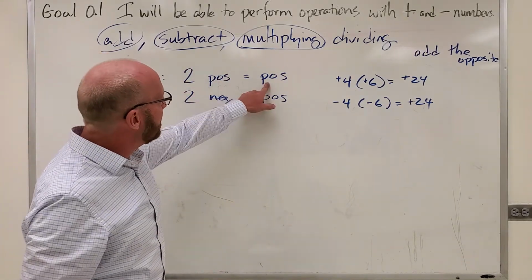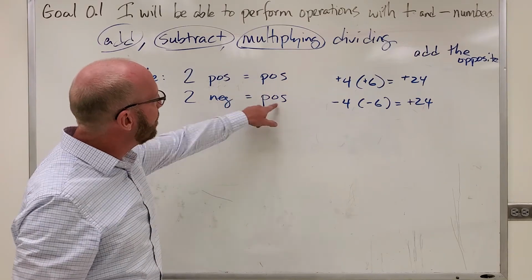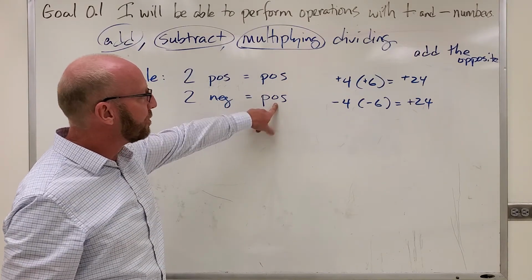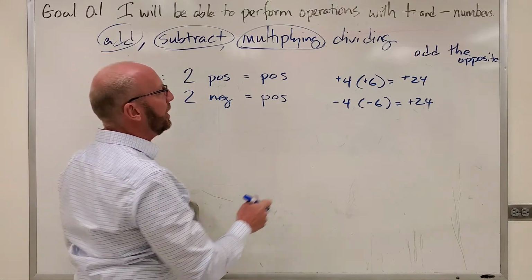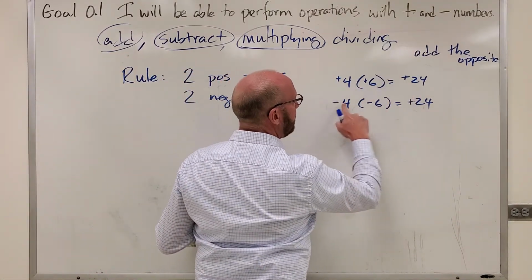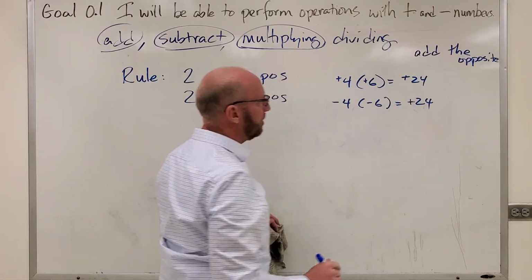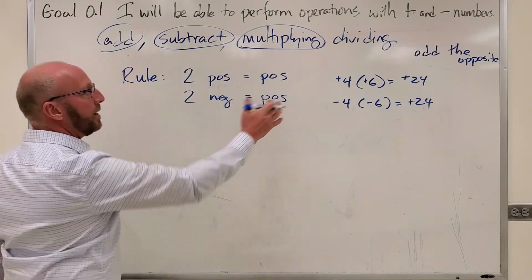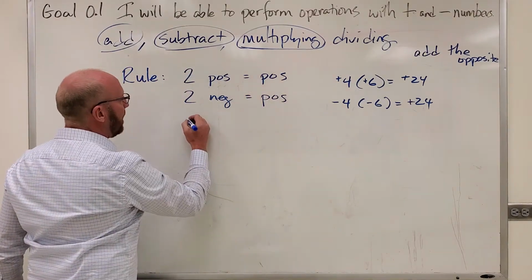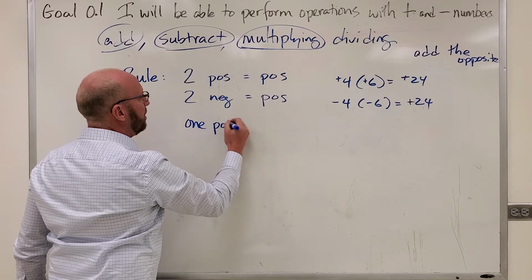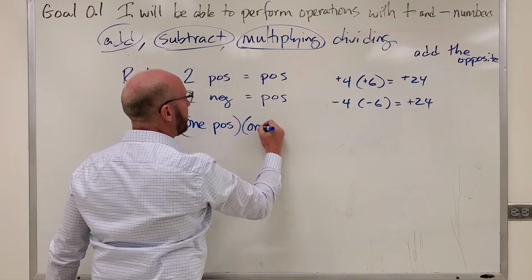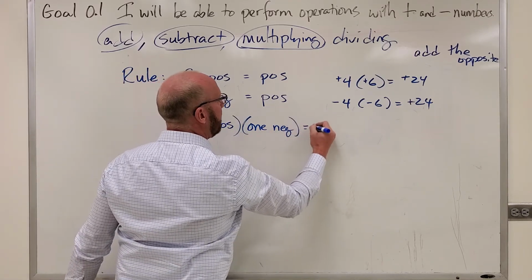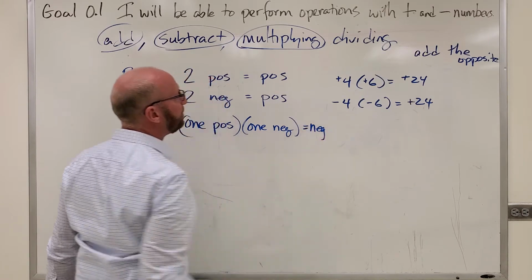So 2 positives make a positive. When you multiply 2 negatives, you also get a positive. So ignore that first part of the video. 2 positives make a positive, 2 negatives make a positive. When I'm multiplying, to get a negative answer, I have to have 1 positive times 1 negative. That's where I get a negative number.